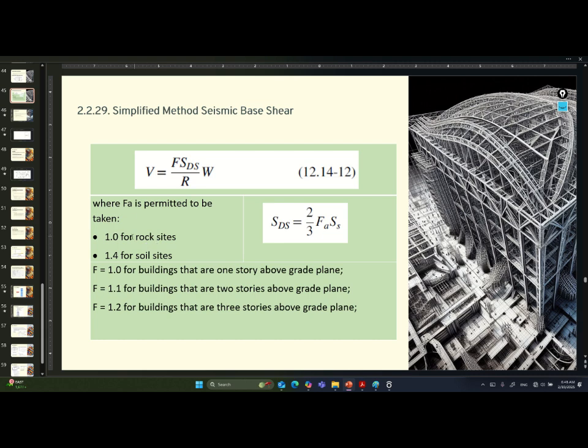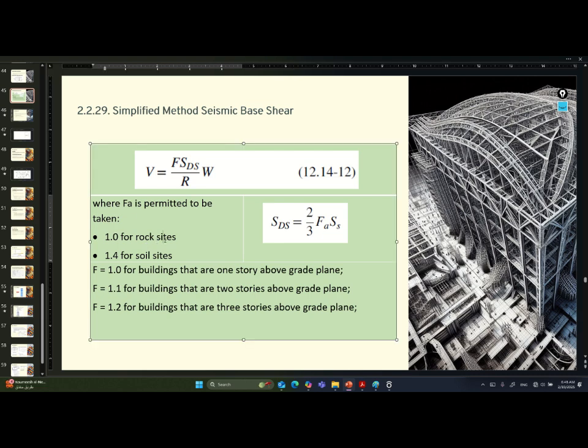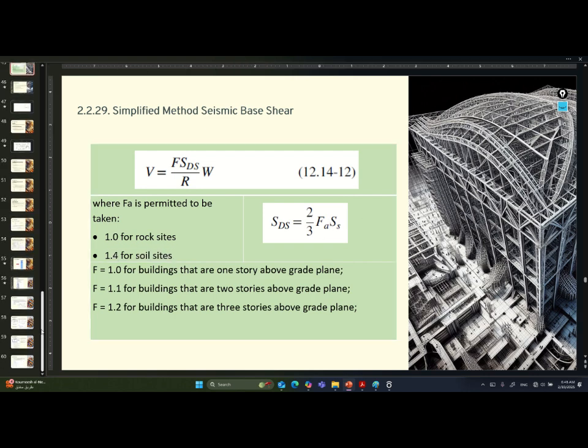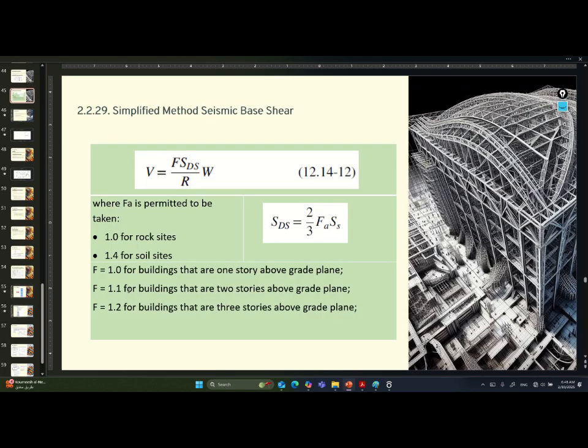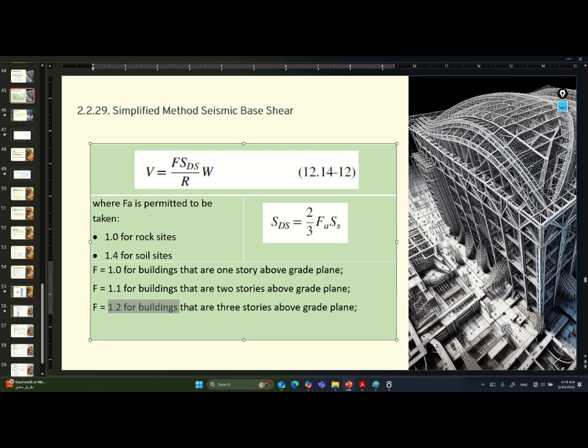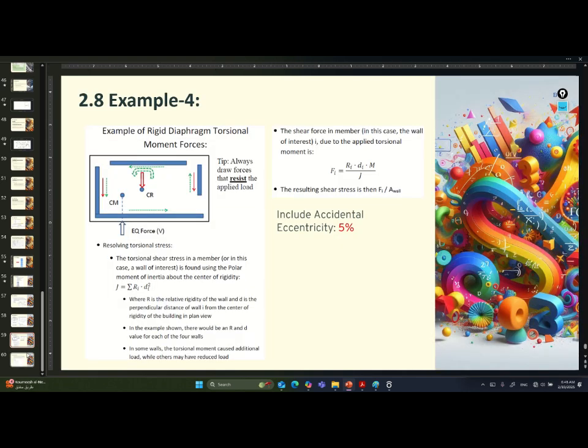He didn't tell me what type of site, so I will consider the worst, 1.4. If he doesn't give it to you, then I will consider the worst, which is 1.4. He gave you the SS, so I can calculate my SDS. The R factor I will get from the table. I have a 3-story building, so I will have an F factor of 1.2. So I can calculate the base shear and the W, the effective weight.